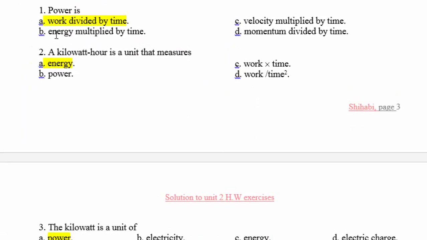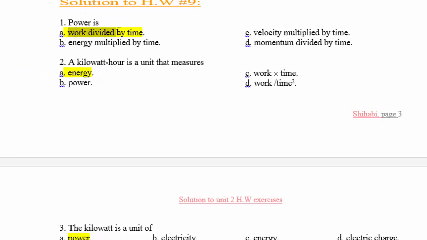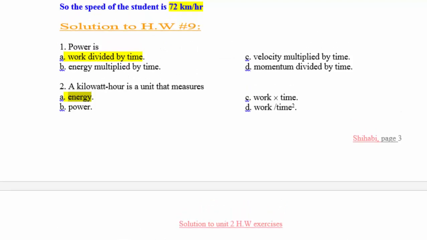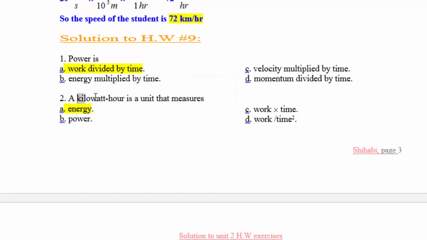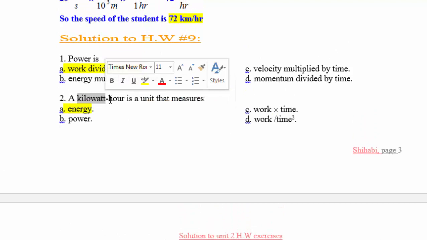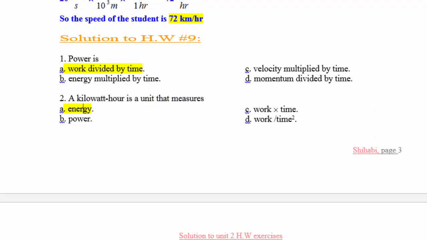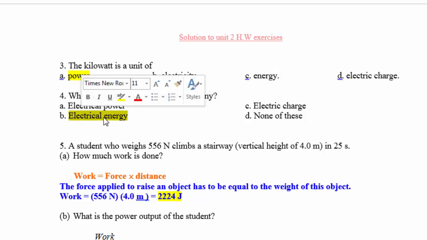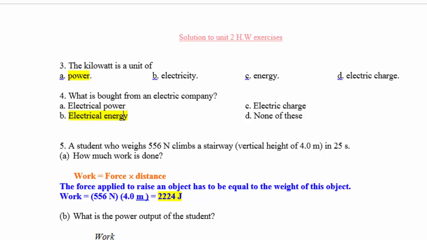Problem 1, what is power? We know power we can write as work divided by time or energy divided by time. Notice that kilowatt hour is a unit of energy, it's not a unit of power. Kilowatt is a unit of power. But kilowatt times hour will be a unit of energy. You see here, kilowatt is a unit of power. And what's brought from the electric company is electric energy. The kilowatt hour is a unit of energy.